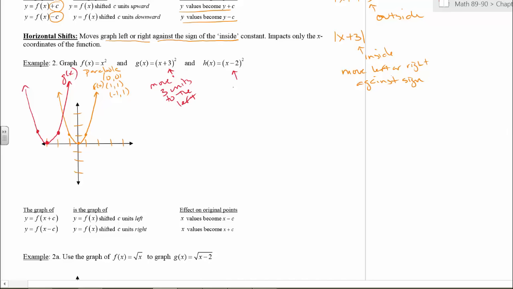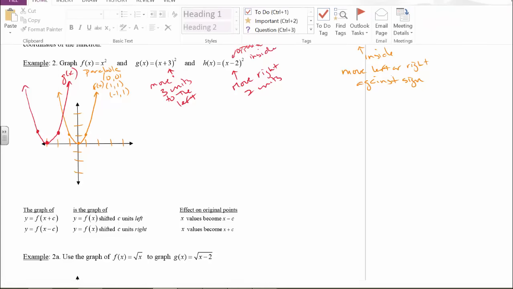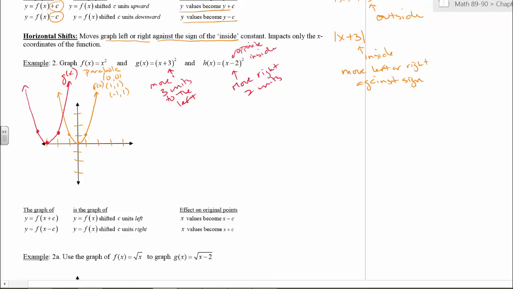So what's going to happen for this guy? Well, he's going to move, you got it, right 2 units because you move opposite the sign when you're on the inside. So now I'll come in and do that in green. So let's move right 2 units. So (0, 0). Notice I always start with (0, 0) because that's sort of the center of the graph. It moves right 2 units. (-1, 1) goes to (1, 1). And (1, 1) goes over to (3, 1). And so there's your parabola, and it's h of x.